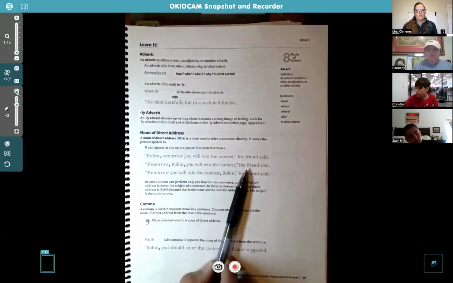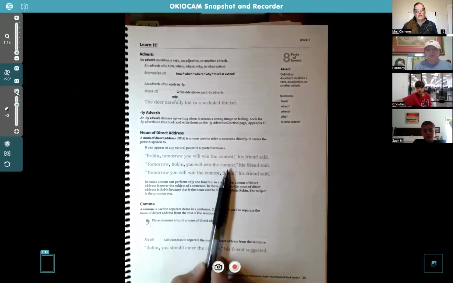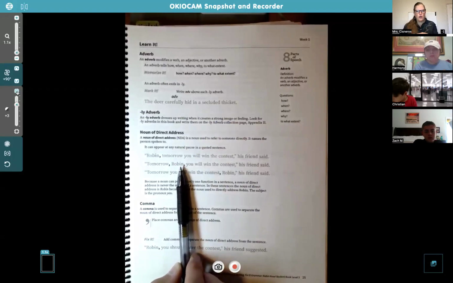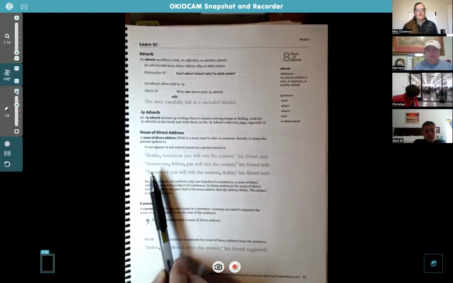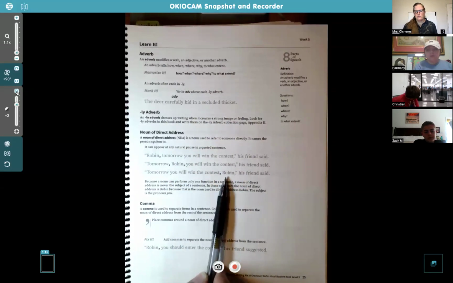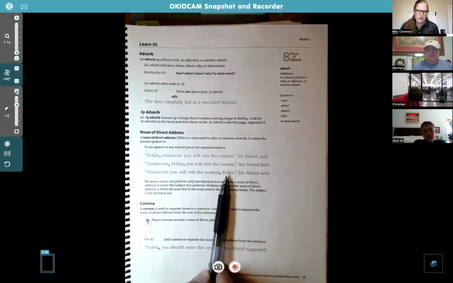Look at the next example. Tomorrow, Robin, you will win the contest, his friend said. So they put it in the middle here. That's okay. It can go there. It still is a noun of direct address because his friend is talking to Robin. And then the last example says, tomorrow you will win the contest, Robin, his friend said. And it's at the end of what he said. That's okay too. It still is the noun of direct address. That's who they're talking to.